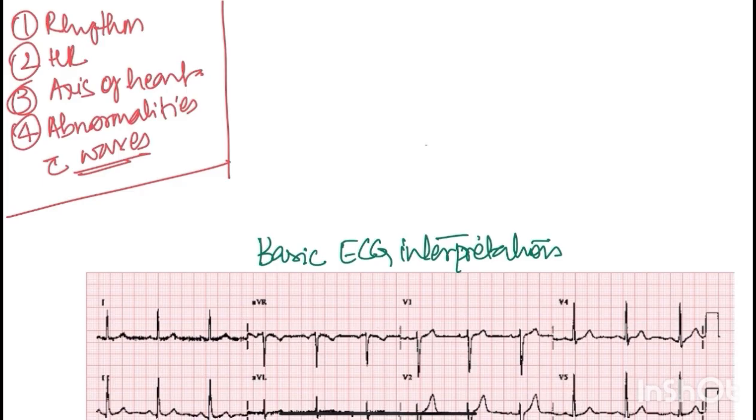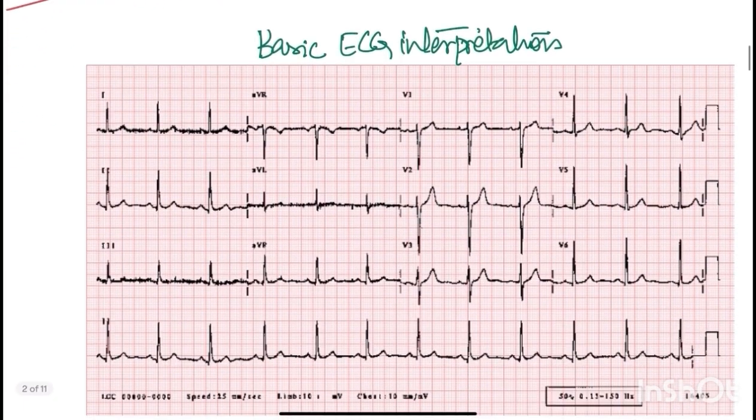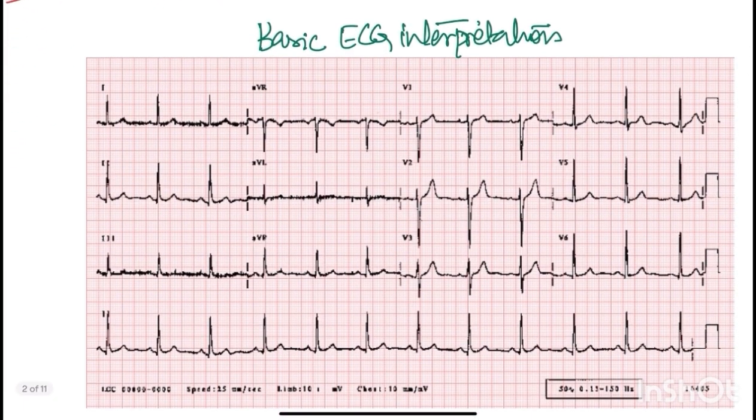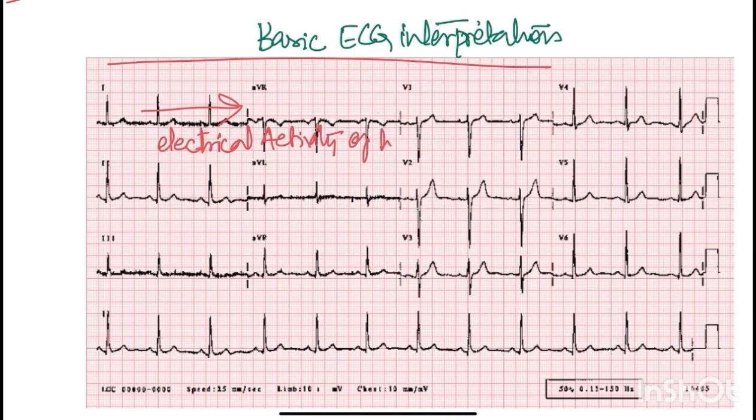So before we start with the interpretation, let's see what an ECG paper consists of. So typically an ECG paper would have this graph and certain readings. So these readings are electrical activity of the heart, which are recorded by certain leads.